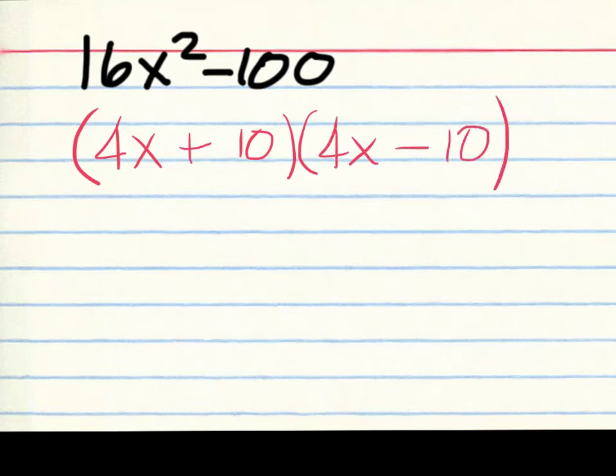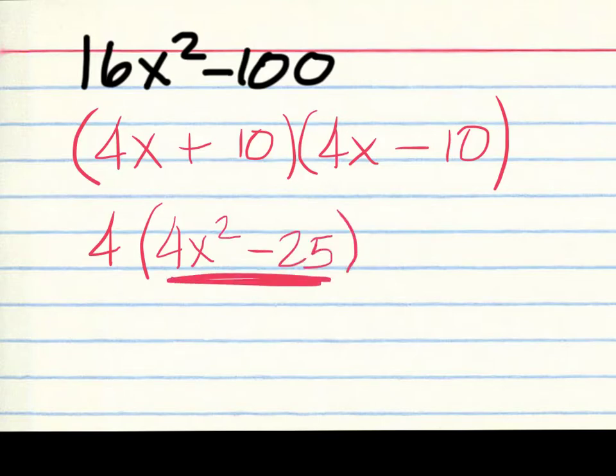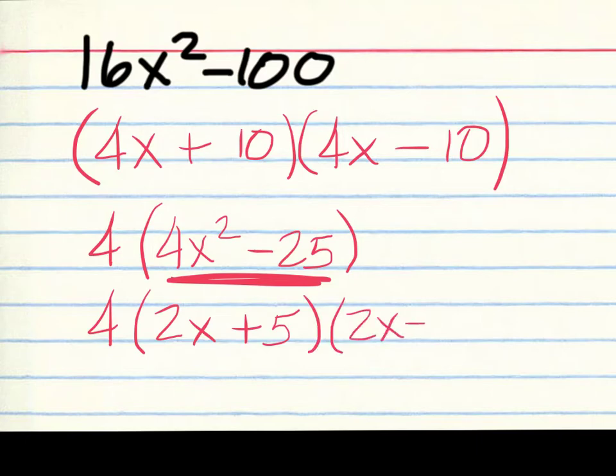But what if you factored out a 4? You're left with 4x squared minus 25. You also have a difference of two squares there. So you could have had 4 times the quantity 2x plus 5 and 2x minus 5. Either one would be right.